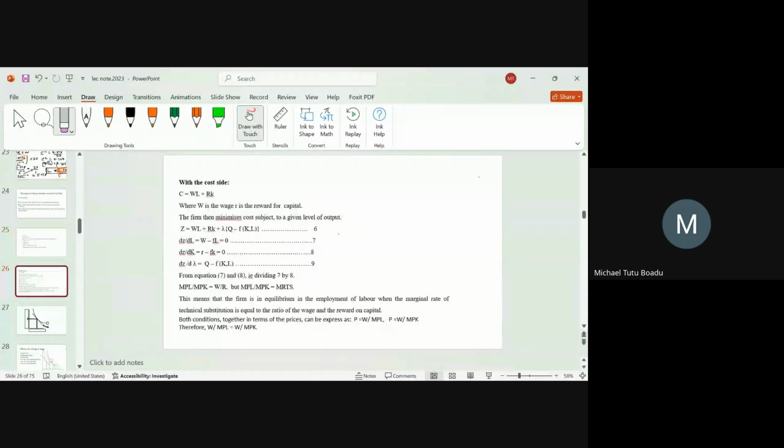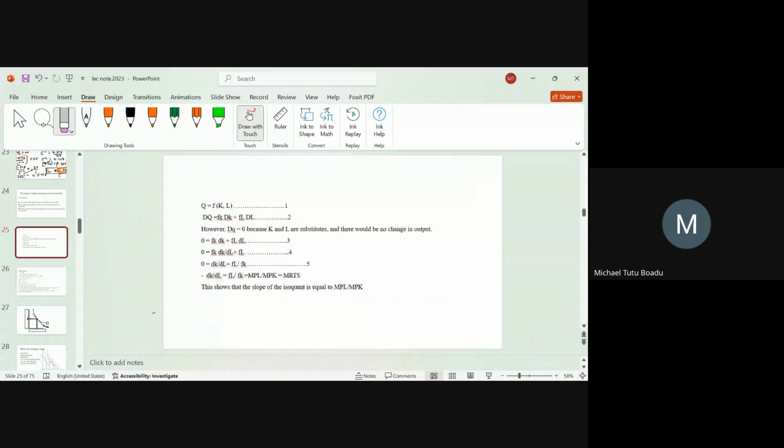You have also done this in level 200, only that we are applying it to labor economics now. Okay. So this is your production function, and you are going to differentiate your production function. You must also know your cost function so that you can also differentiate your cost function. But what we want to establish first here is the slope of your production function, what you call isoquant.